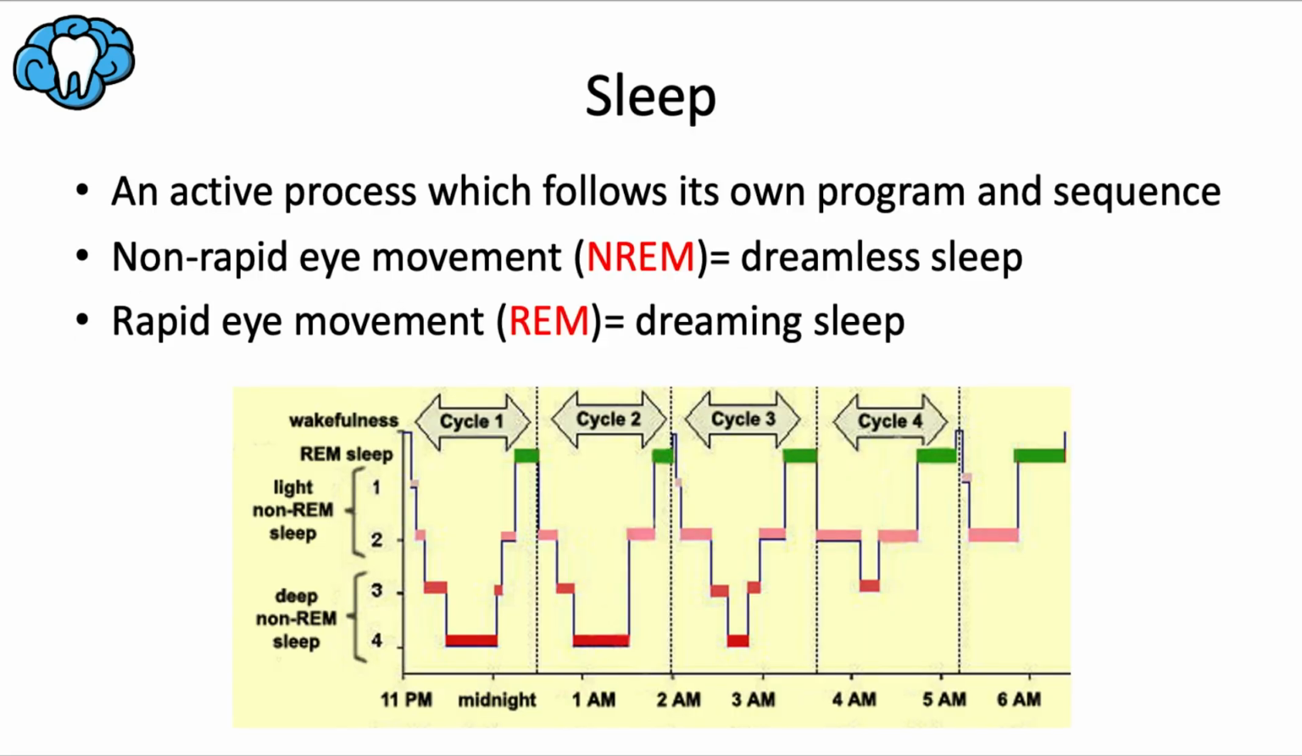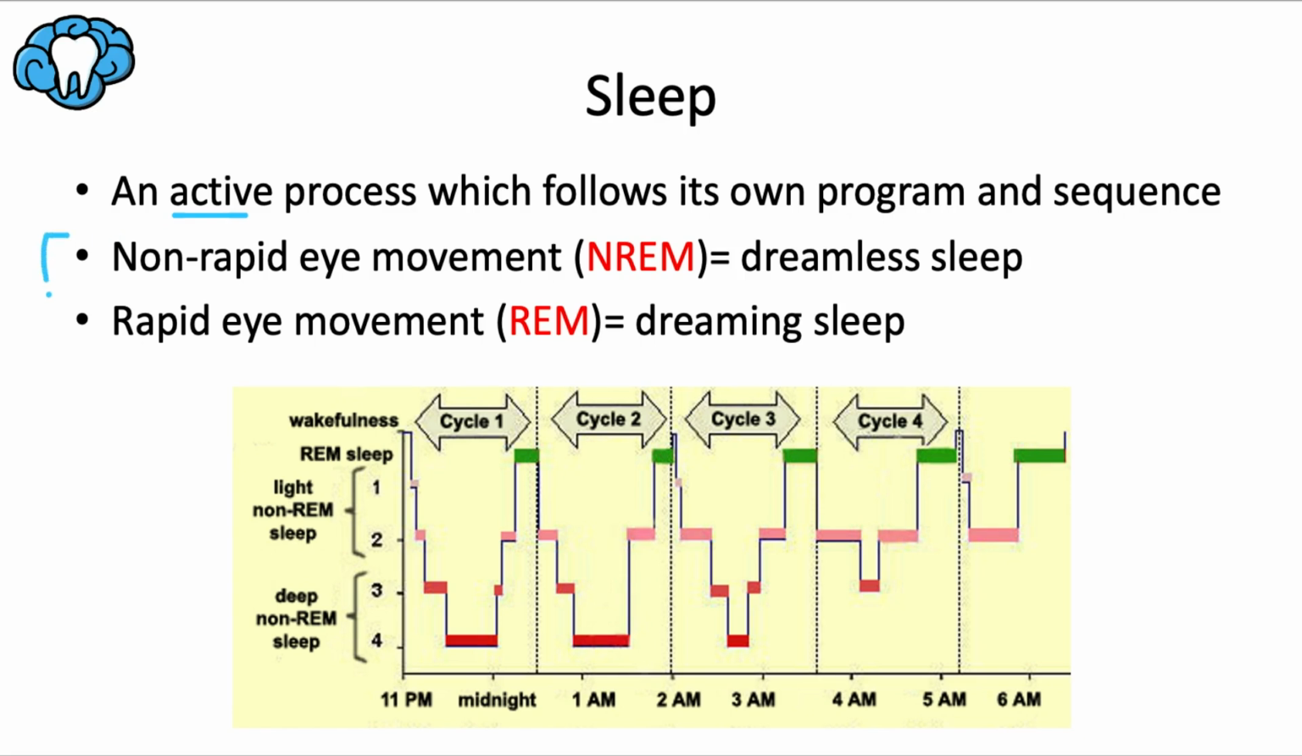Many people think of sleep as this passive, thoughtless process. Technically, it's anything but that. Sleep is an active process which follows its own program with a sequence of different sleep stages and nervous system functions. Interestingly, sleep represents 1/3 of the human life. We spend 1/3 of our lives sleeping, so we ought to know a little bit about how it works.